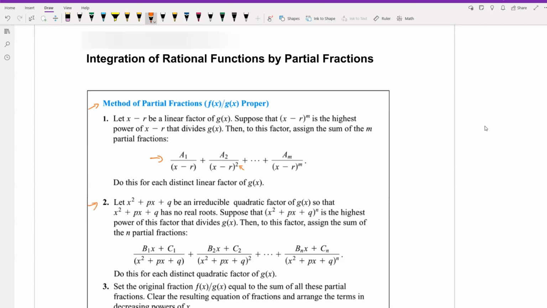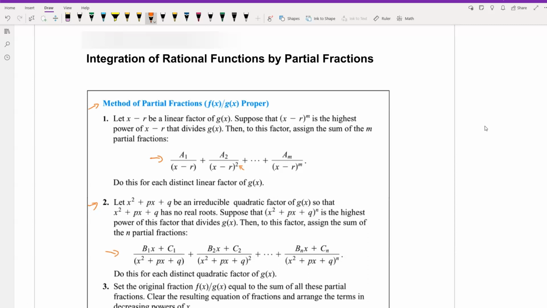Number 2, let x squared plus px plus q be an irreducible quadratic factor of g of x, so that x squared plus px plus q has no real roots. Suppose that (x squared plus px plus q) to the power n is the highest power of this factor that divides g of x. Then to this factor, assign the sum of the n partial fractions. So do this for each distinct quadratic factor of g of x.